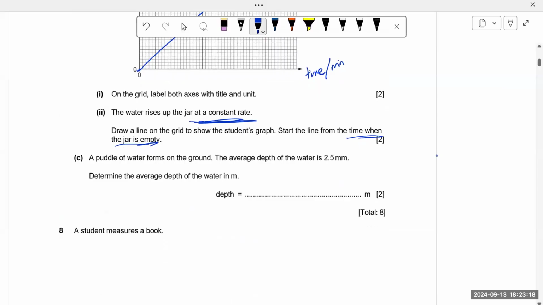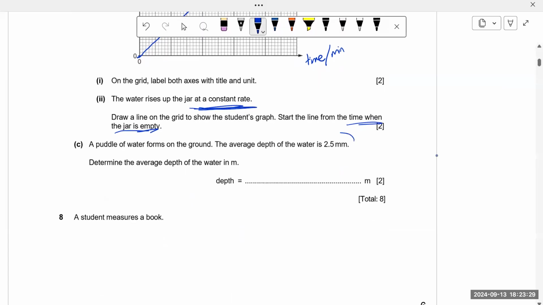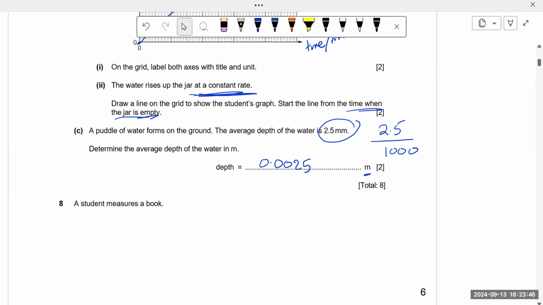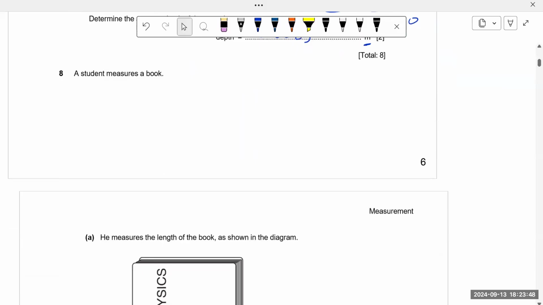A puddle of water forms on the ground. The average depth of the water is 2.5 millimeters. Determine the average depth of water in meters. So it basically just wants me to convert 2.5 millimeters into meters. So how many millimeters are there in a meter? 1,000. So I divide by 1,000. So the answer will be 0.0025, and the unit is already there for me, done for me.